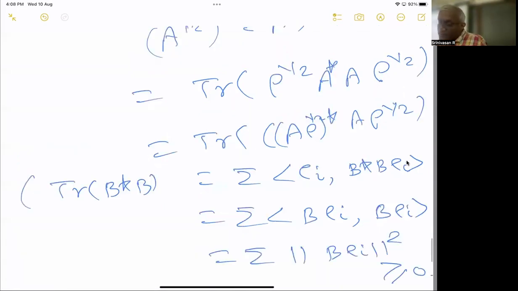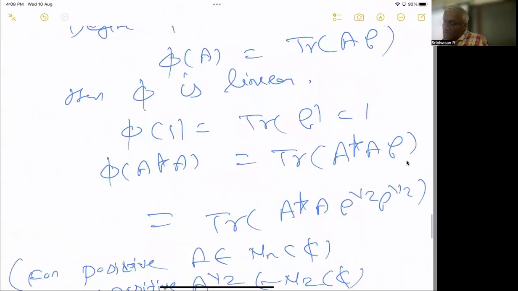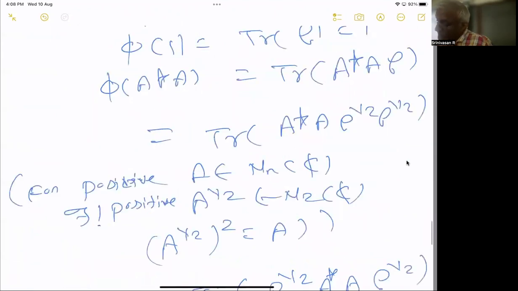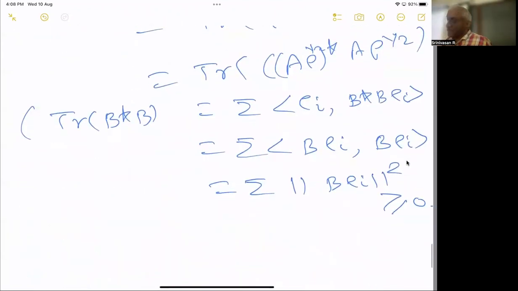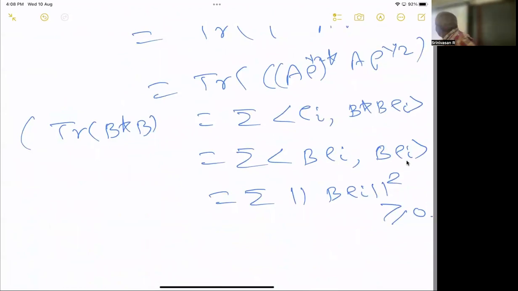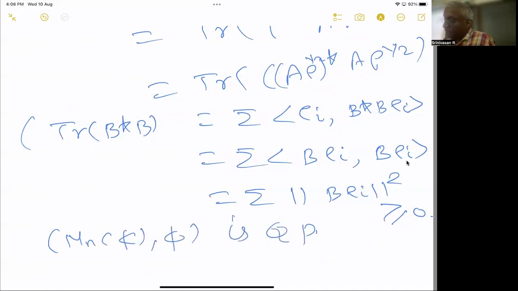So our original, see, we started with phi of A star A. Phi of A star A is trace of A star A rho. Okay. Then we used the square root property and we got this. Finally, we wrote it in the form trace of B star B. A trace of B star B is positive for all B. Okay. Here the B is this. Is it clear? If you're not clear, you ask me. So this is greater than or equal to zero. So this says it's a state. So now this phi on M n C with this phi is a quantum probability space. This is an example of a quantum probability space.